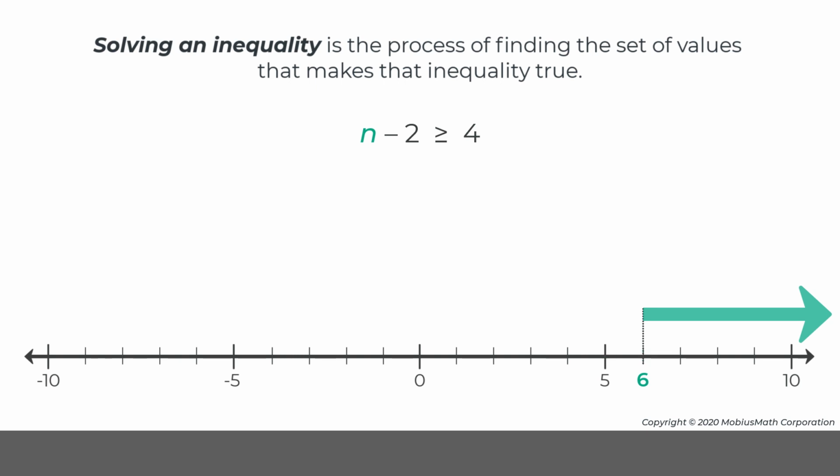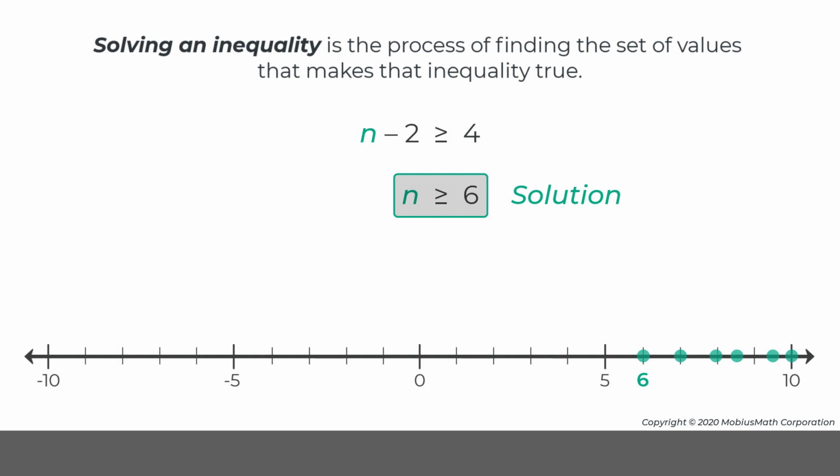So, all of the possible solutions to this inequality can be represented by the inequality n greater than or equal to 6. The solution to this inequality states that any value for n that is greater than or equal to 6 will make this inequality true. For example, points for n equals 6, n equals 7, n equals 8.5, and n equals 10 all represent numbers that make this inequality true.